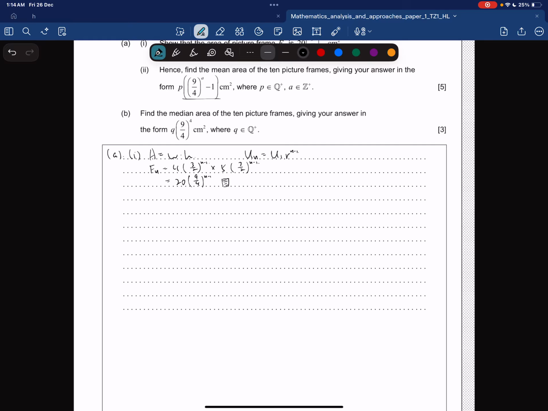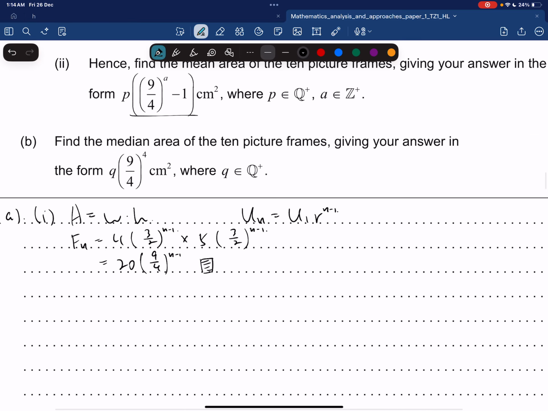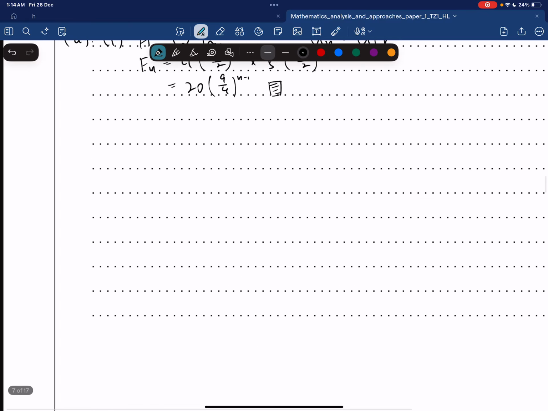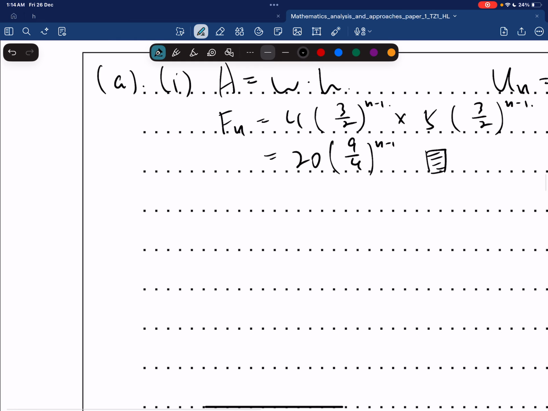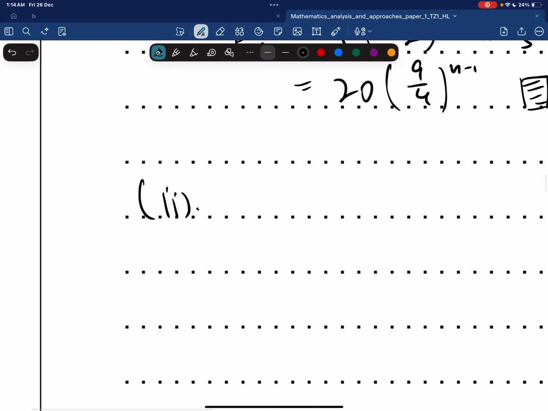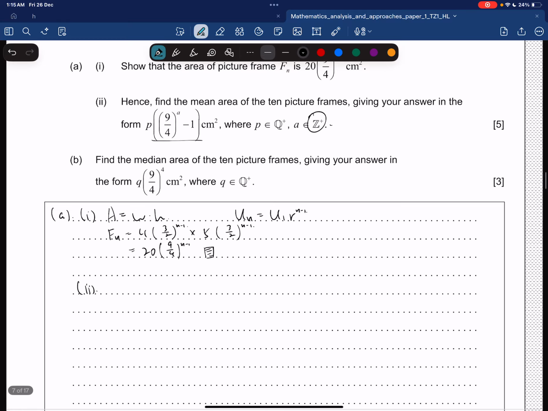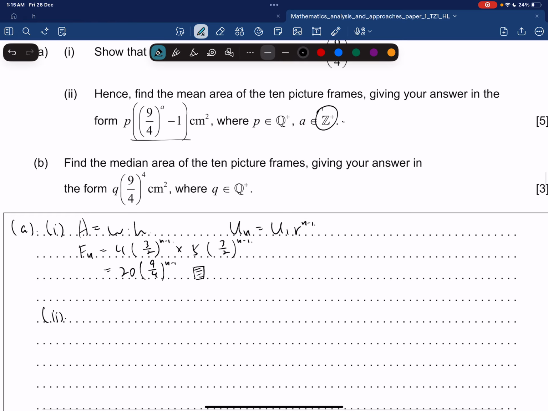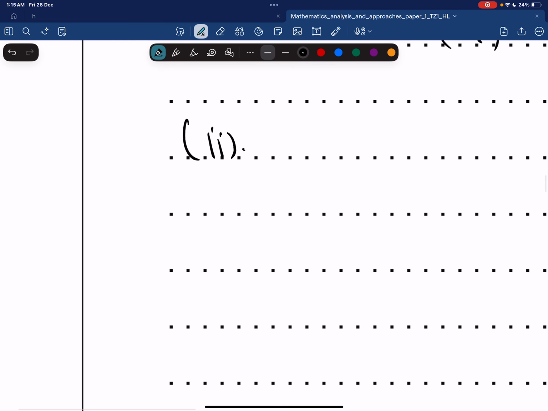Hence, find the mean area of the 10 picture frames, giving your answer in the form p(9/4)^a - p, where a is a positive integer. Okay, so we would require the first 10 terms. Since you're trying to find the mean of the first 10 picture frames, you would sum up the first 10 frames and divide by 10 to find the mean. So let's write it. Mean equals S10 over 10.